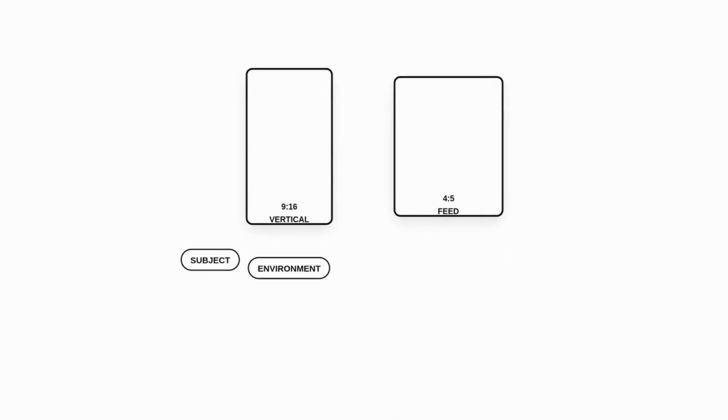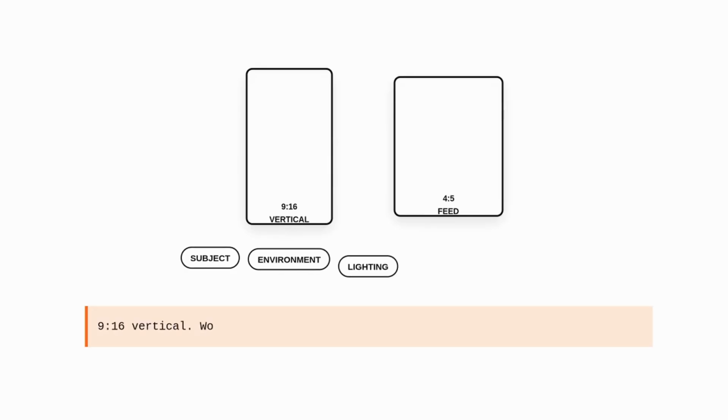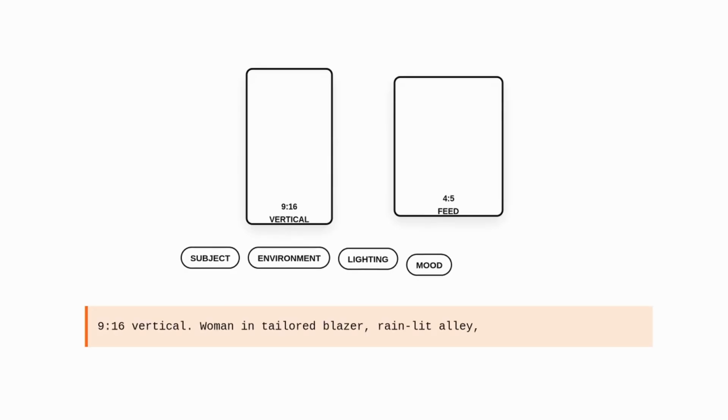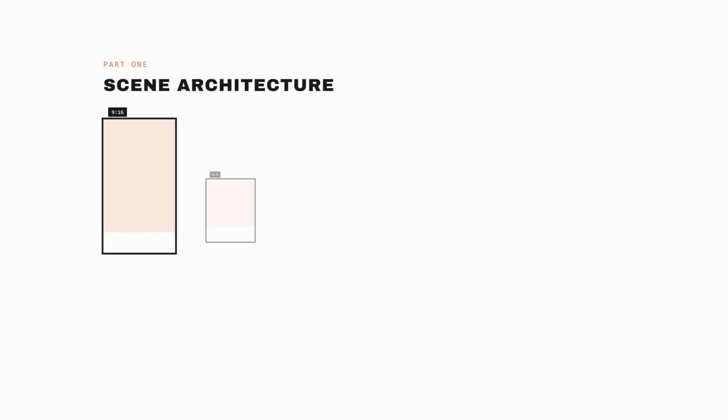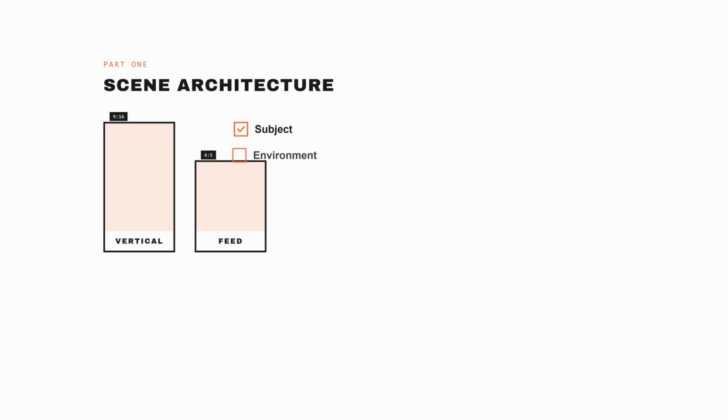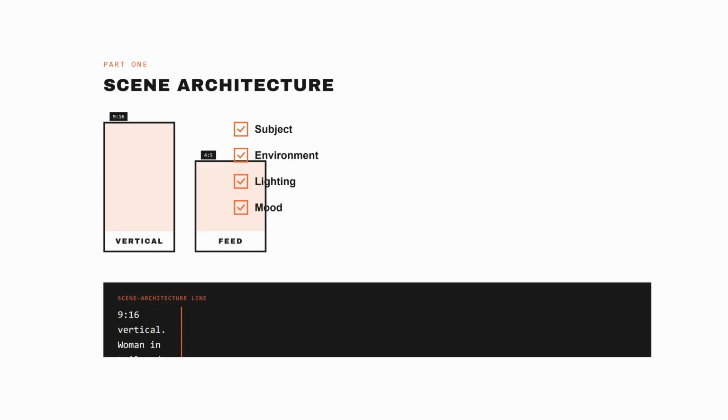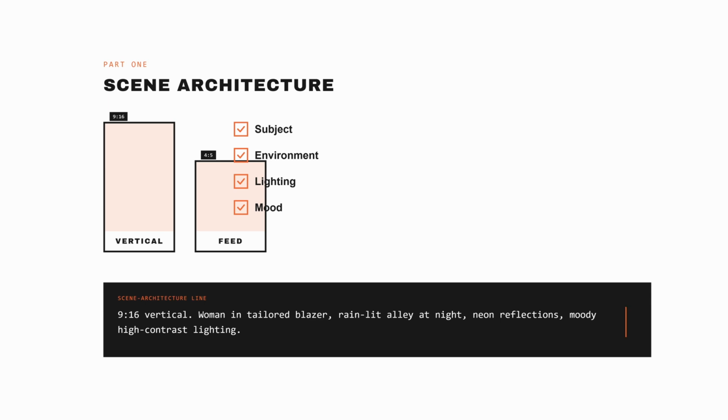First, pick your aspect ratio before you write a single word of prompt. 9:16 for Reels, Shorts, TikTok, 4:5 if this is going to live as an Instagram feed post. This isn't cosmetic, it changes how the model composes the frame. Second, name your subject and your environment in one clean sentence. Name a person in a place, be specific. A woman in a tall red blazer standing in a rain-lit alley at night. Third, lighting and mood. Add their own short phrase: neon reflections, moody, high contrast.